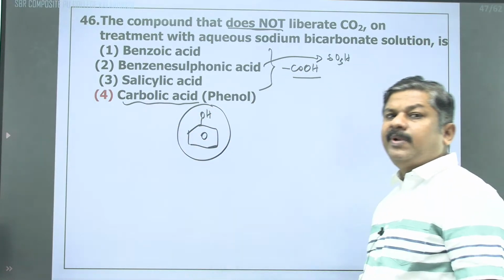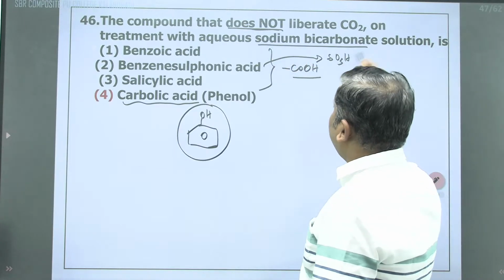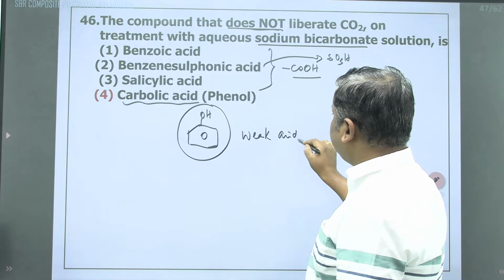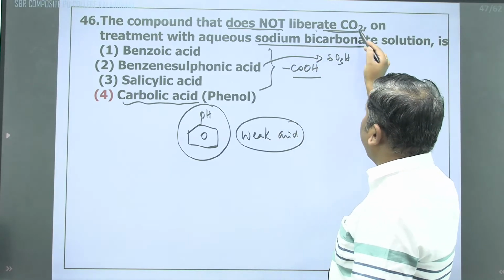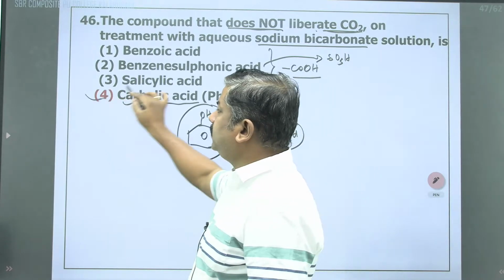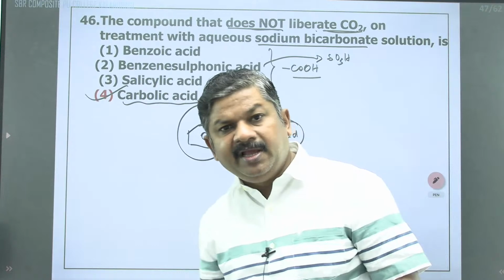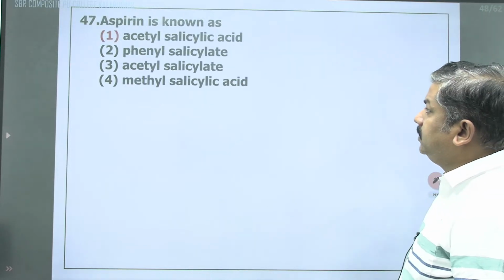It cannot displace carbon dioxide from sodium bicarbonate solution. The reason is that it is a weaker acid. Since the acidity of this compound is very, very low, it does not liberate carbon dioxide from the sodium bicarbonate. So option number 4 is correct. The main reason is that it is a weaker acid when compared to carboxylic acids or sulfonic acids.